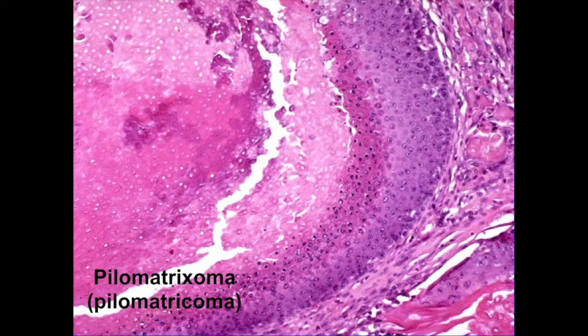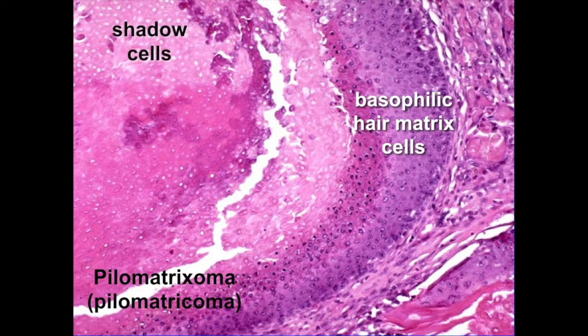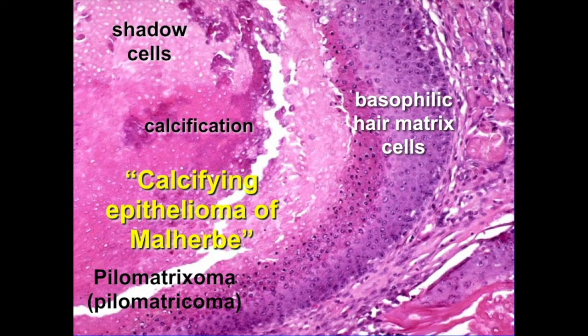Histopathologically, they are composed of basophilic hair matrix cells, which tend to undergo necrosis, forming anucleate shadow cells. The necrotic shadow cells then may undergo calcification, and you may or may not see a calcification. It's responsible for the old term calcifying epithelioma of Malherbe. So we see these every once in a while. There supposedly is a malignant variant. I've never seen one, however.